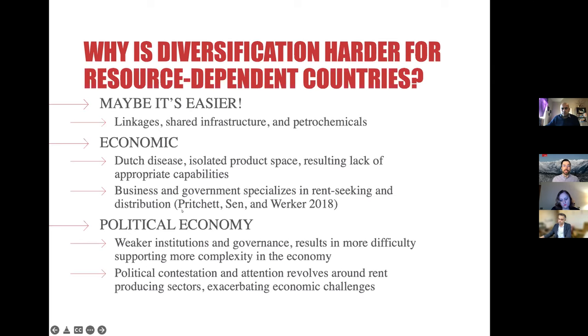A second issue is really more political economic, and this relates to the book that Salih described, joint with Lant Pritchett and Kunal Sen, which is that business and government are likely to specialize in rent seeking and distribution as opposed to manufacturing capabilities, lower costs, trade access, and regulating such industries. And on the political economy side, diversification is harder because resource-rich countries generally have weaker institutions and governance, which makes it harder to support and regulate the types of activities that are more complex, that have probably greater linkages to global value chains.